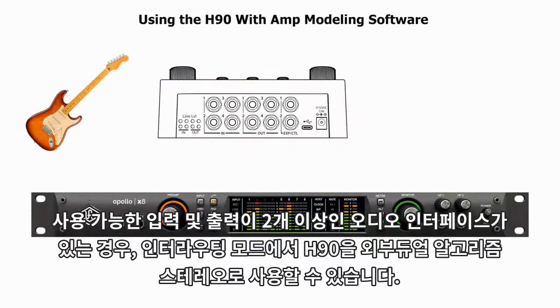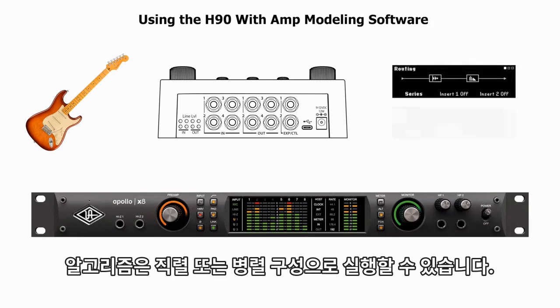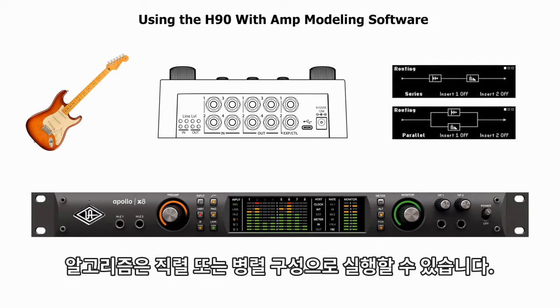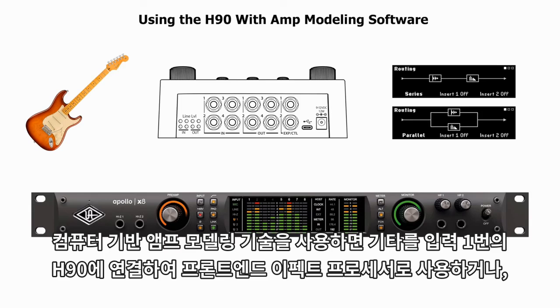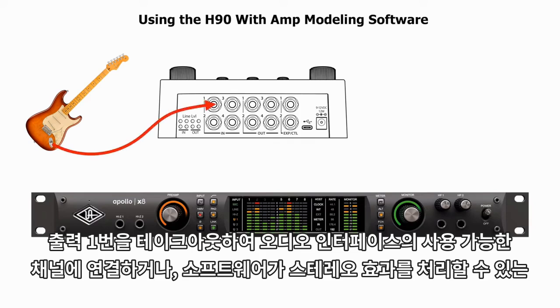If we have an audio interface with at least 2 available inputs and outputs, we can use the H90 in insert routing mode as an external dual algorithm stereo effects processor. Algorithms can be run in series or parallel configurations. With computer-based amp modeling technology, it's possible to use the H90 as a front-end effects processor by connecting the guitar to the H90 on input 1.